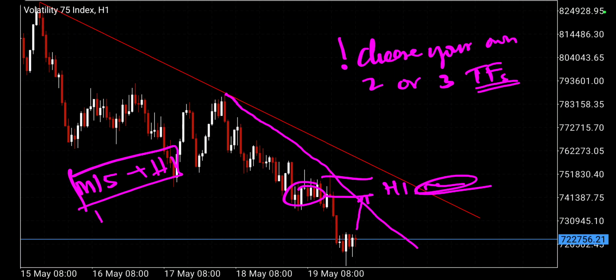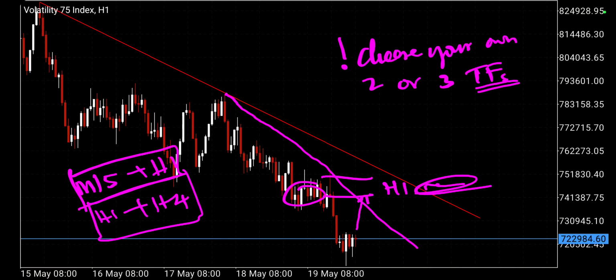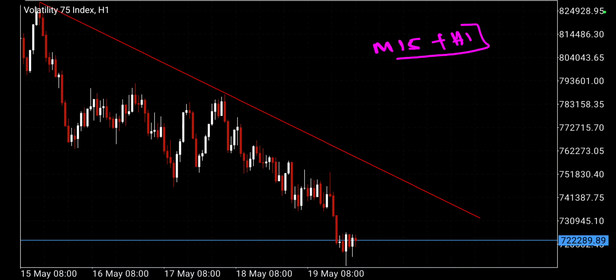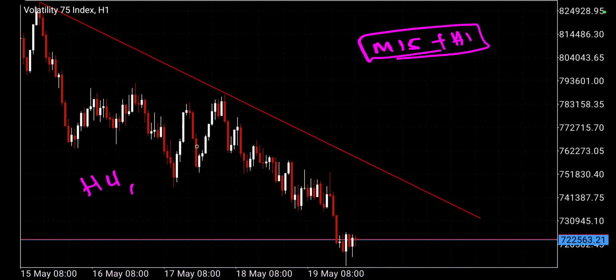Someone can take H1 and H4. I can take H4 and daily. Someone can take daily and weekly. So you pick your own time frames. You stick to the structure that is there, but you don't neglect the rest. Here's the important thing that you have to note: if I'm picking M15 and H1, I still have to check what is happening on H4, daily, weekly, and monthly.